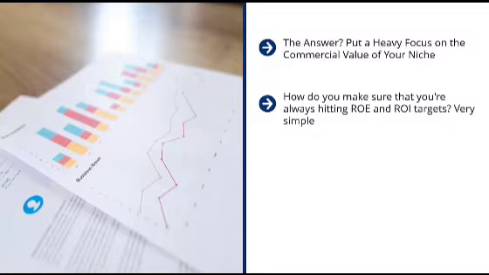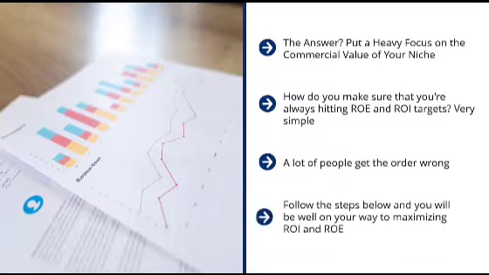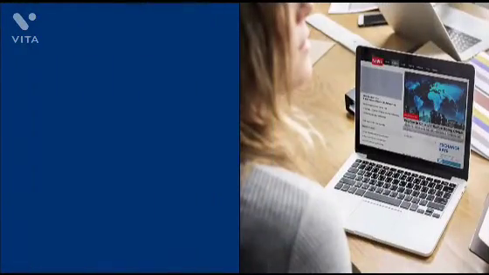How do you make sure that you're always hitting ROE and ROI targets? Very simple. To maximize your ROI and ROE, you need to pick the right niche first, then pick the right affiliate program. A lot of people get the order wrong. They often build their whole business around an affiliate program when it turns out that the niche they're targeting is simply too hard, too saturated, or too fragmented for them to turn a steady profit. Follow the steps below and you will be well on your way to maximizing ROI and ROE. Spend less time, make more money.